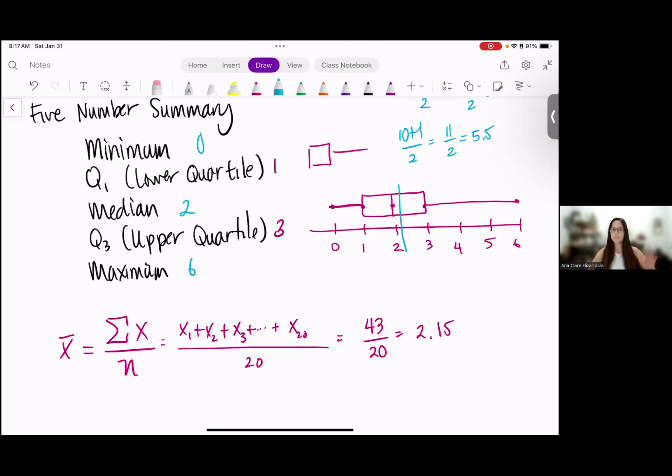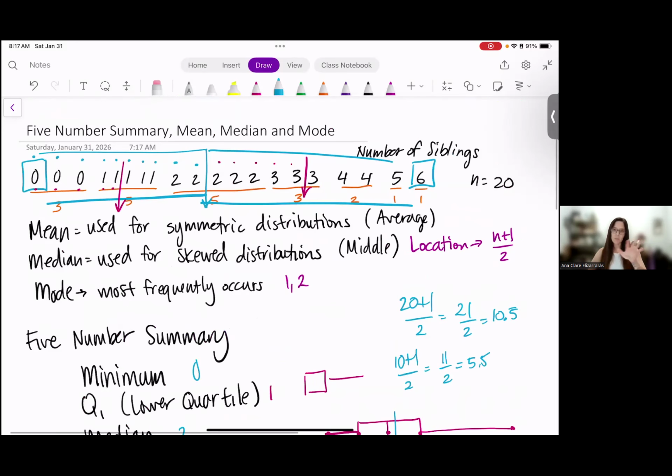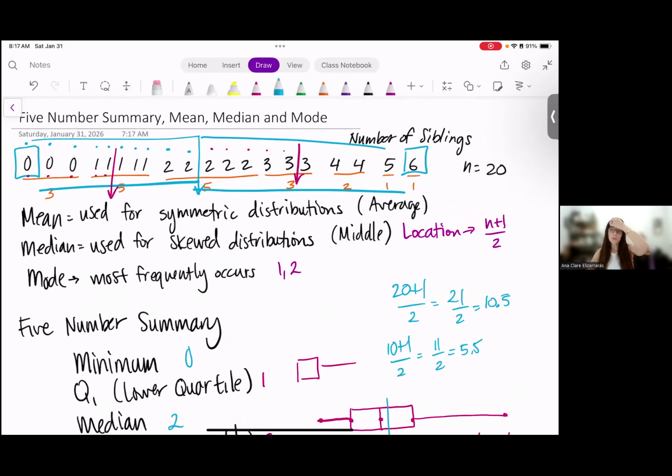So the 5-number summary: minimum, maximum, and then your quartiles. Quartile 1, median, which is also quartile 2, quartile 3. Make your box plot. You have your mode, which is most frequent, the mean, which is the average, where you add all the data points and divide.